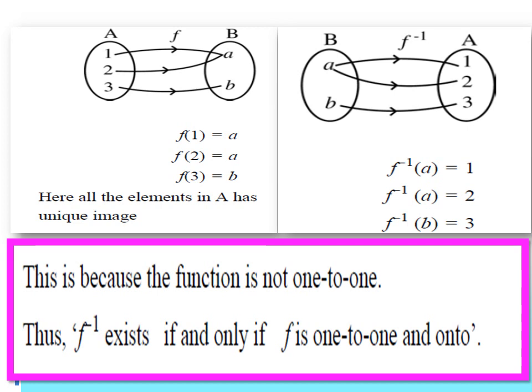From B to A, f inverse of A would be equal to 1 and f inverse of A would also be equal to 2, and f inverse of B is equal to 3. This is not a function, because the function is not 1 to 1. f inverse exists if and only if f is 1 to 1 and onto.